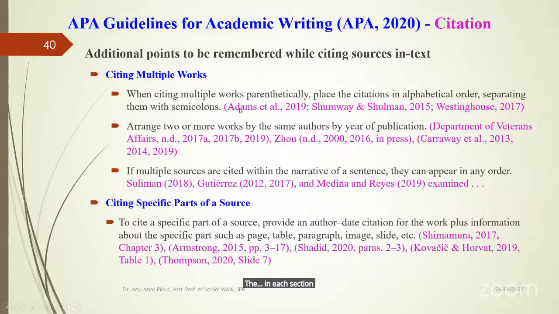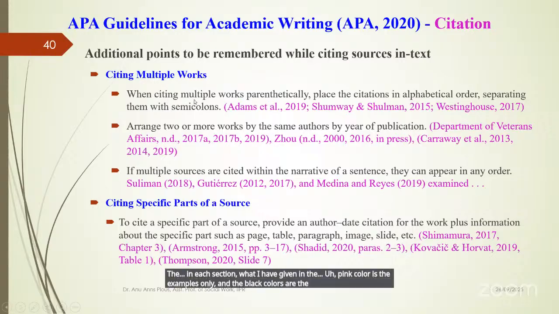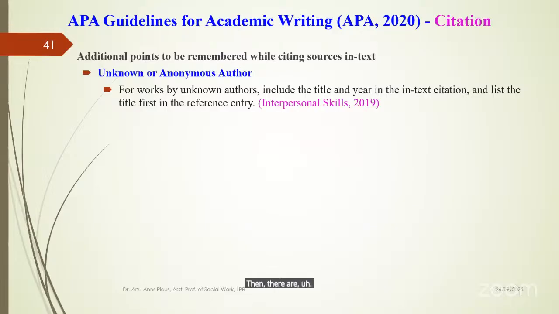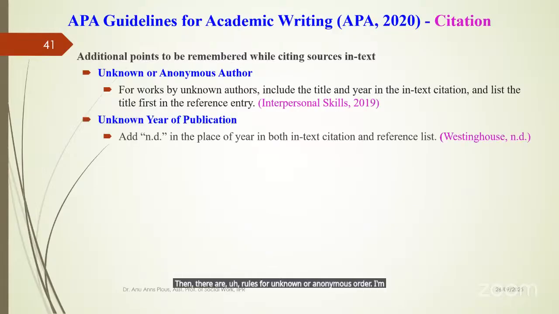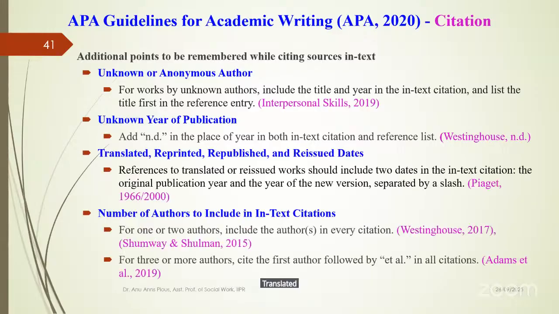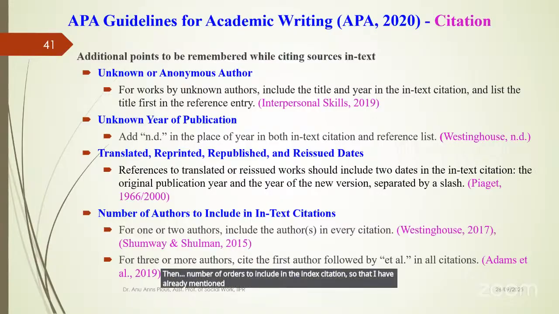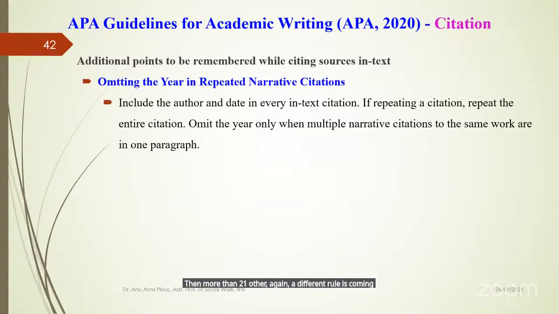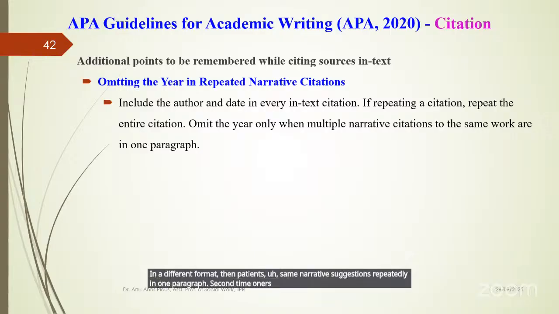In each section, what I have given in the pink color is the examples only, and the black colors are the criteria or conditions or rules that need to be followed. Then there are rules for unknown or anonymous author, unknown year of publication, translated or reprinted or republished or reissued works. Then the number of authors to include in the in-text citations that I have already mentioned, 1 author, 2 authors. If there are more than 2 authors, and if more than 21 authors, again a different rule comes, in a different format. Then same narrative citation repeatedly in one paragraph, second time onwards, you can omit the year. That is another rule.